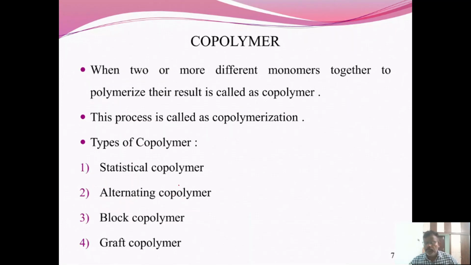So the next one is copolymer. Co means more than one. That means two or more different monomers. This point is very important. When they react, we get the polymer that is called a copolymer. This process is called copolymerization. And the types of copolymers are statistical copolymer, alternating copolymer, block copolymer, and graft copolymer.